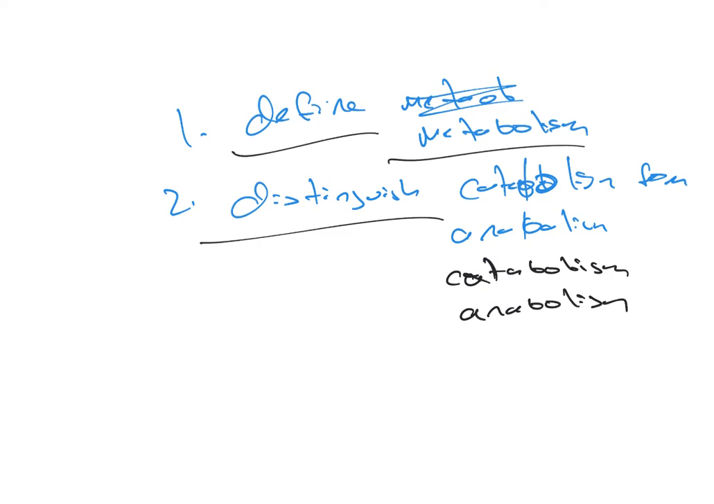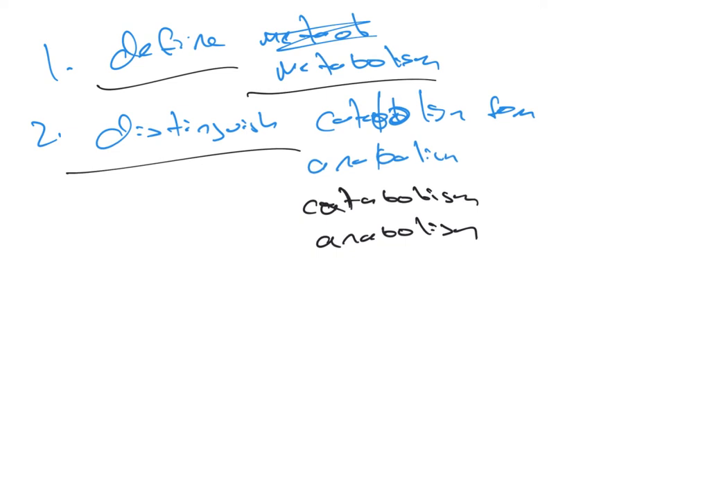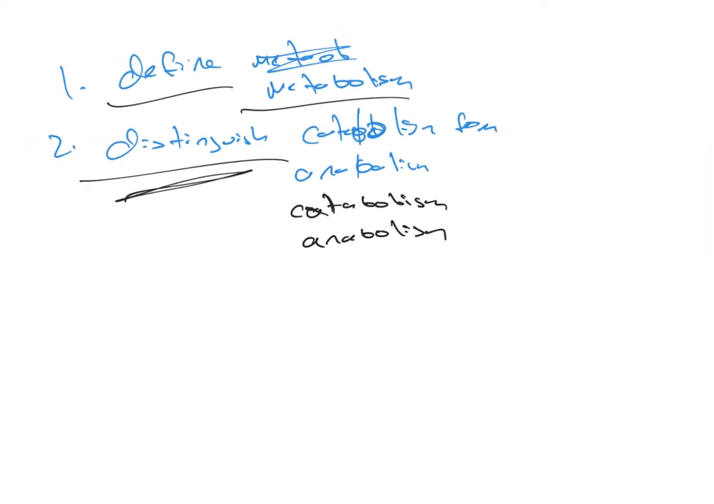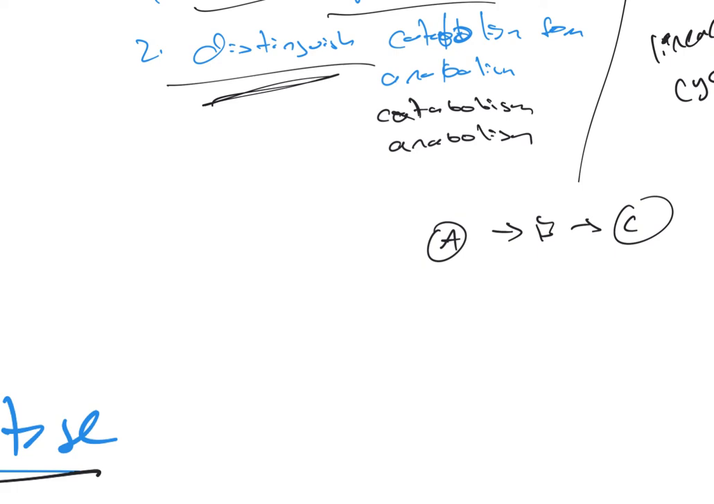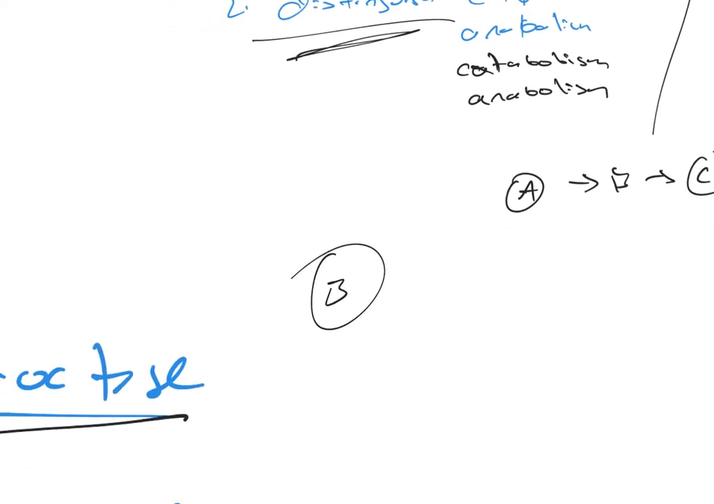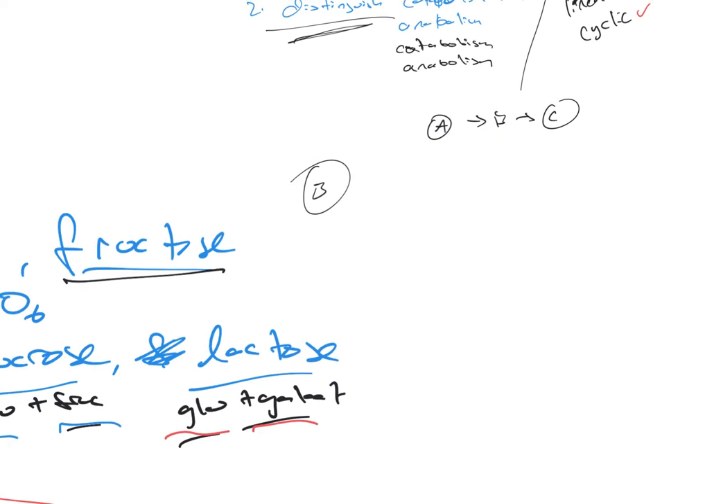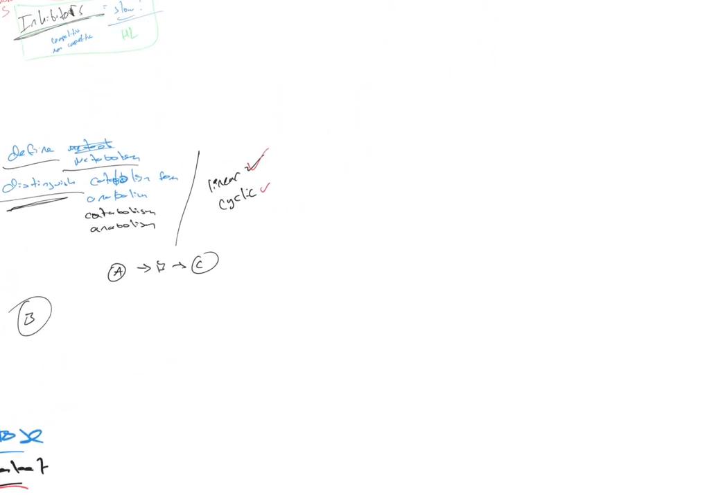Define metabolism. Same with distinguish linear from cyclic. If I show you A, B, C, if it's a straight line, it's linear. If it's a circle, it's cyclic. Okay. The next thing you can do from today's lesson. Over here. Let's go over here.